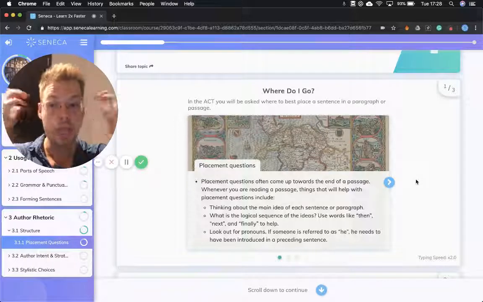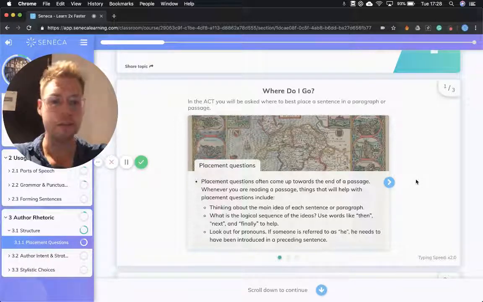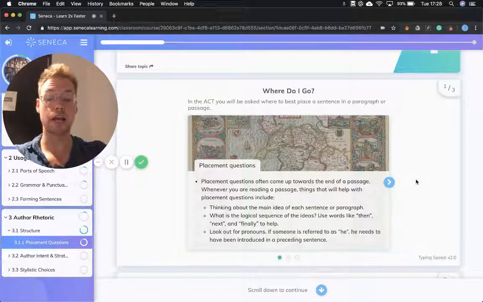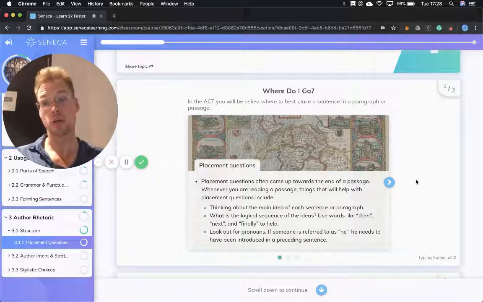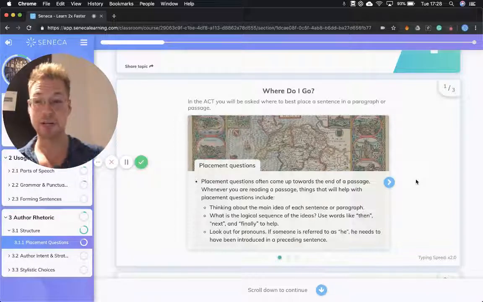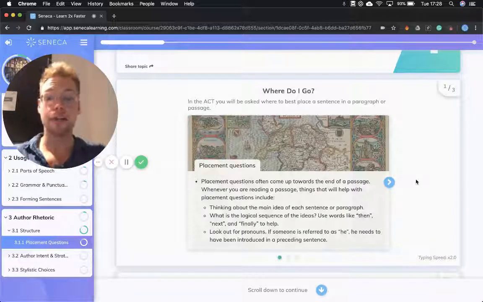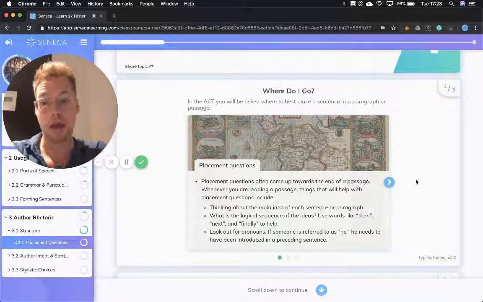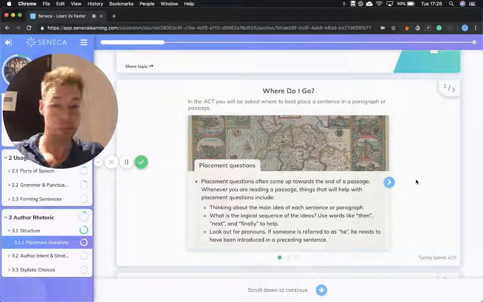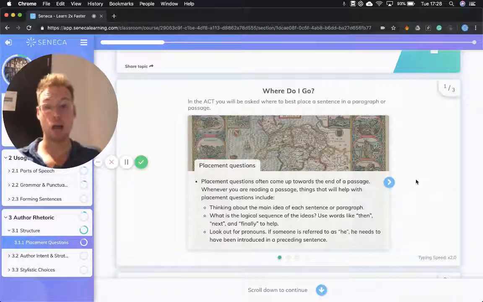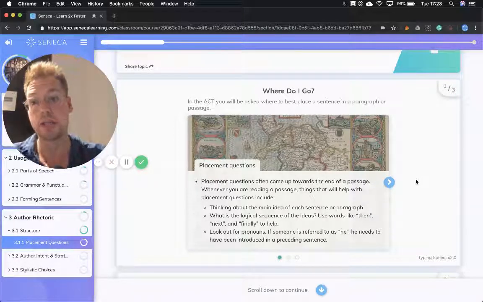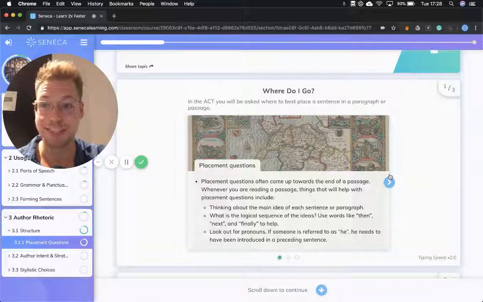So the way this works on the ACT is if you see someone referred to as he, they need to have been introduced earlier. Like, Jono is making a really good study video. He's really cool. "He's really cool" has to come after "Jono is making a revision video." We need to introduce the person, Jono, before we use the pronoun he. So that is how we can use pronouns to help us place sentences.